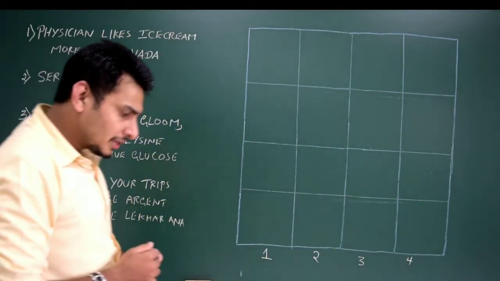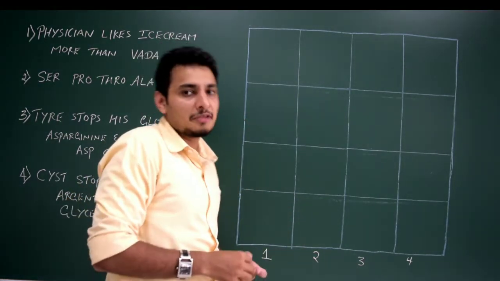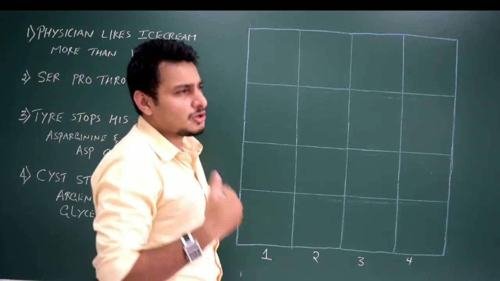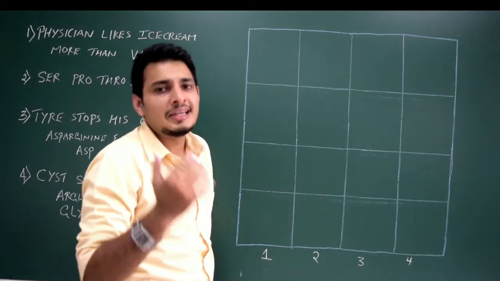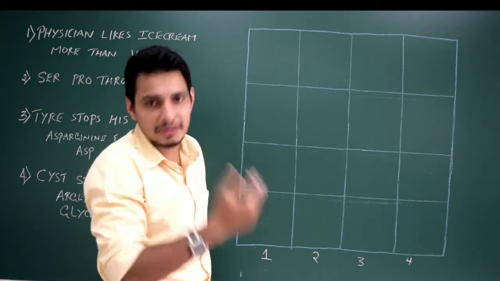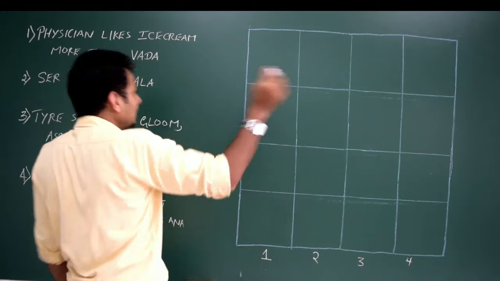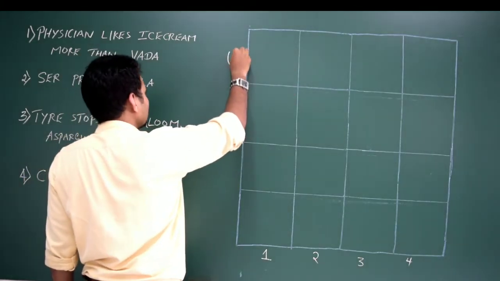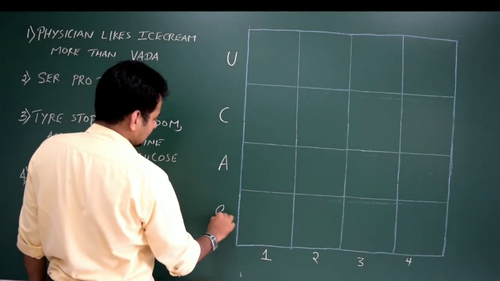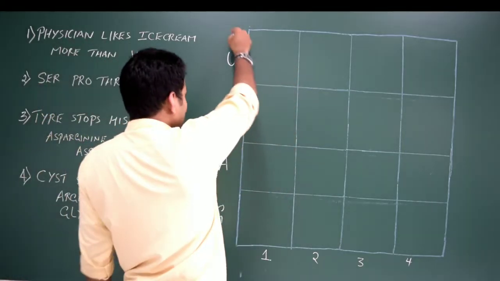A codon is a set of 3 unpaired bases. How many bases are there in one mRNA? Only 4 bases, but they are repeated continuously. So we write the bases: first U, second C, third A and G. UCAG, we write it like this. UCAG.